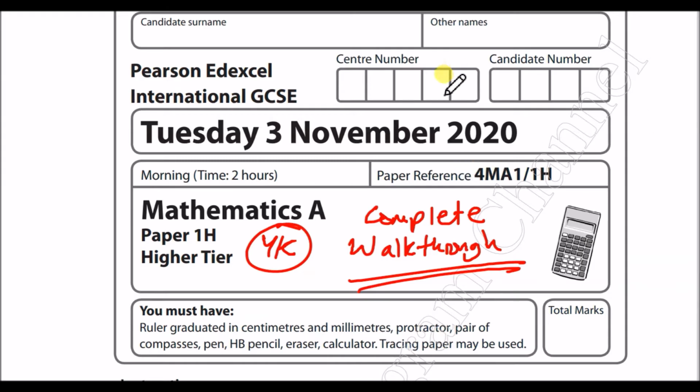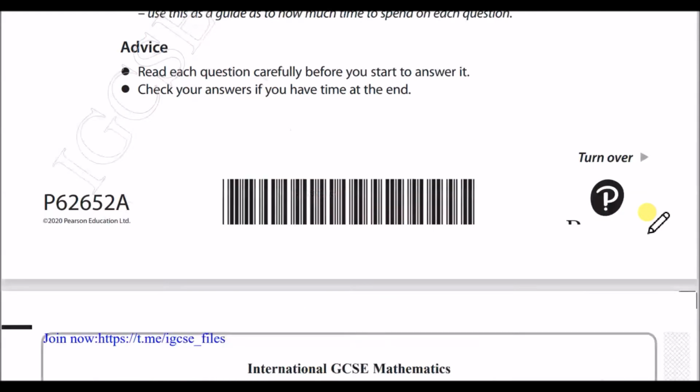The reason why I'm posting the November 2020 paper, because it's my first time posting November papers, is because there was no summer 2020 papers. You never know, maybe I might start posting more papers like these, especially the October November series. But as always, guys, we're gonna do a complete walkthrough, and we're gonna go through every single question step by step. Typically, the paper is 2 hours, but I'm gonna try and aim to finish it in an hour and a bit. So we'll see how it goes. Without further ado, let's jump straight in.